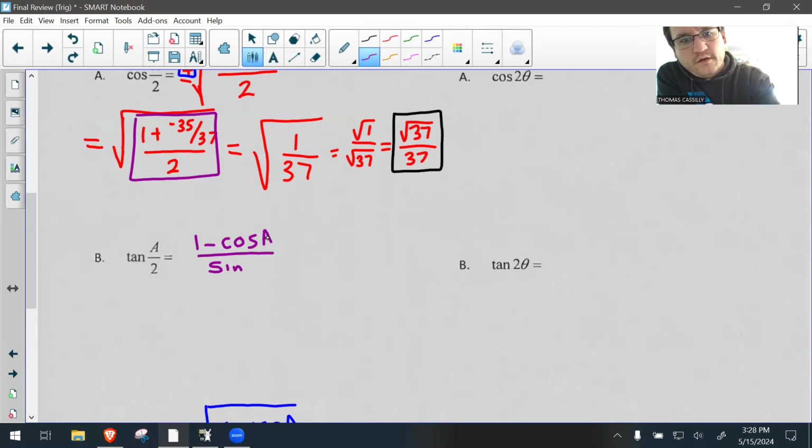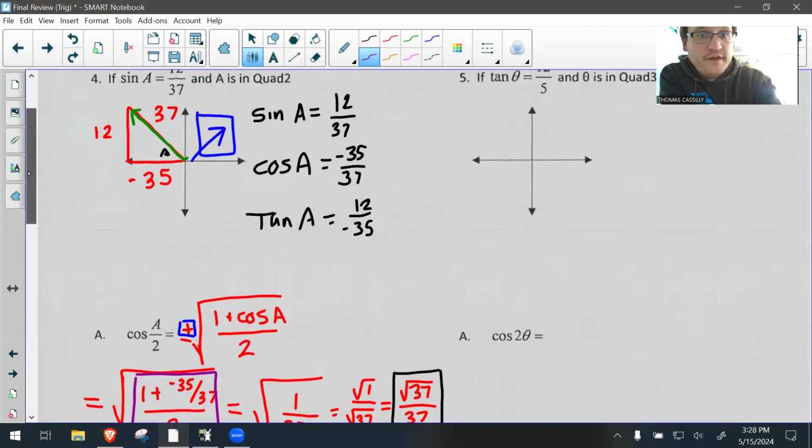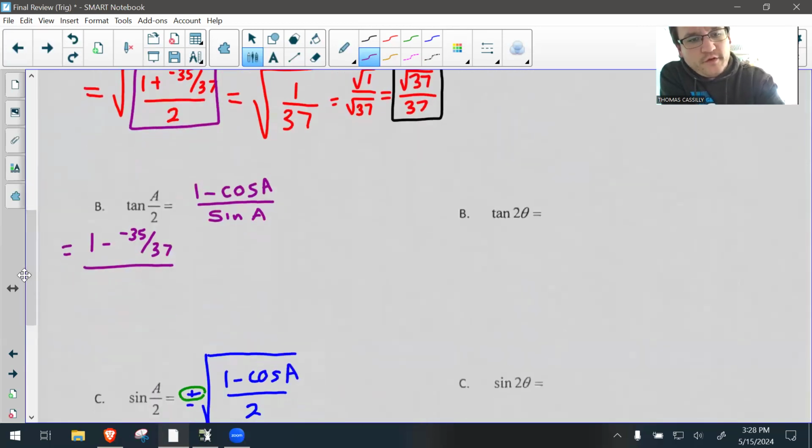So we have an A here, an A here. All right. So plugging in, this is going to be 1 minus the cosine. That was negative 35 over 37, all over this sine. I don't remember what the sine was. That's why we wrote them all down in the beginning. 12 over 37.